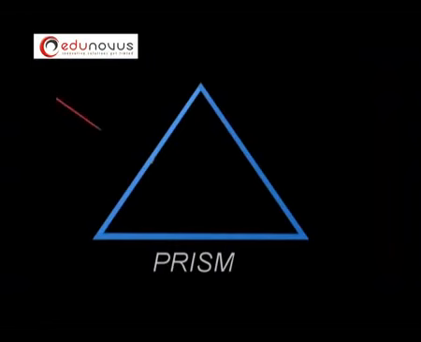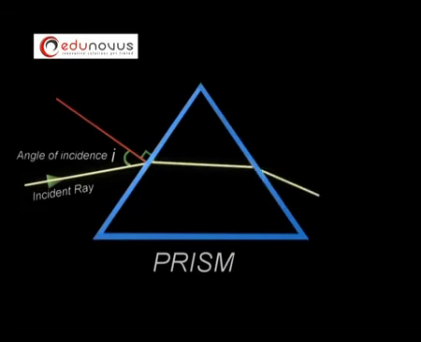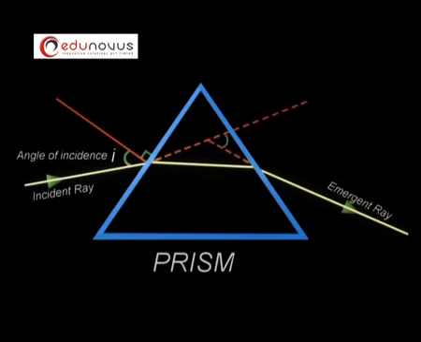Angle of incidence is the angle subtended between the normal drawn to one of the refracting surfaces of the prism and the incident ray. Angle of deviation is the angle subtended between the incident ray and the emergent ray.